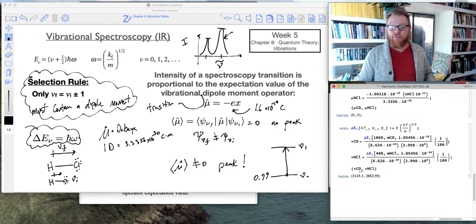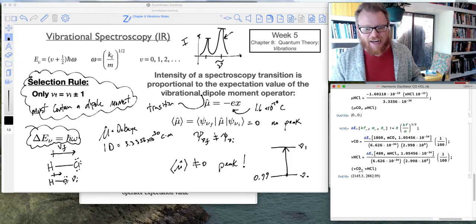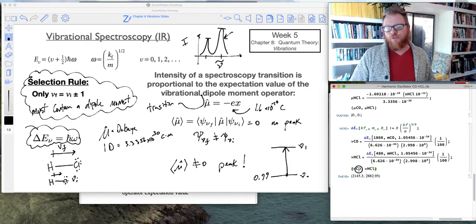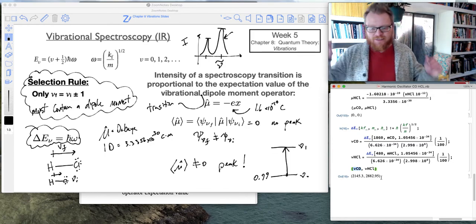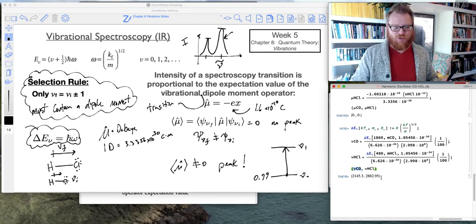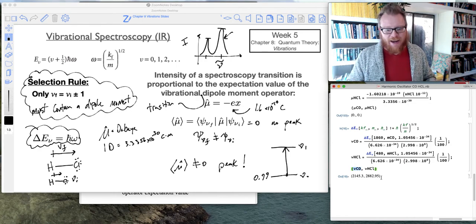Just using the simple harmonic oscillator model, not even looking at the spectrum, I get that the frequency of transition for carbon monoxide is 2145 wave number, and for HCl, 2882 wave number. That is really, really close to the actual wave number transition that's observed in real life.